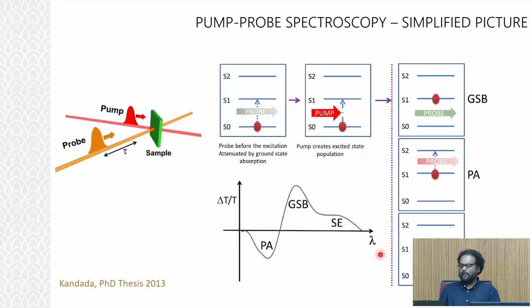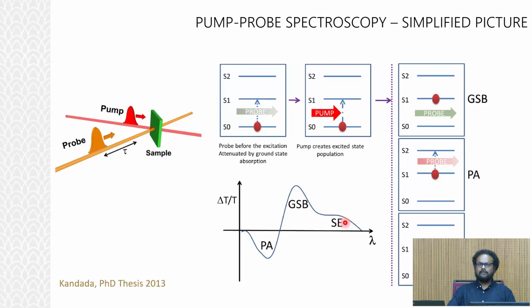In addition, you could also have stimulated emission. So you have an excited state population. The probe photon, which is resonant with that, can come and stimulate a transition down. So you can also have a stimulated emission, which typically overlaps with your photoluminescence. The ground state bleach overlaps perfectly with your absorption spectrum. The stimulated emission overlaps perfectly with your photoluminescence.